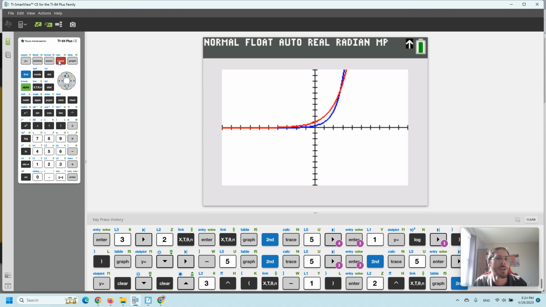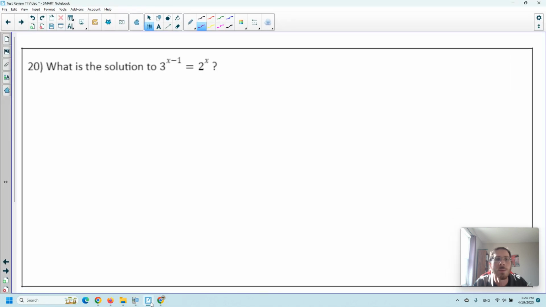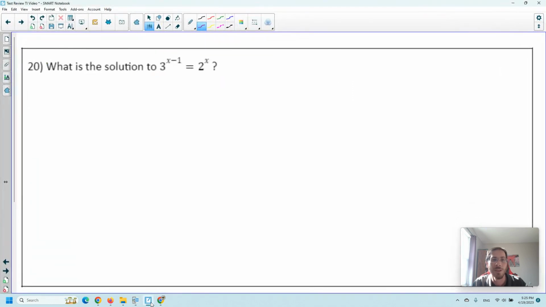So calculator, tell me the answer. Number 5 for intersection. First curve blue, second curve red. Tell me what the answer is. 2.7095. Where do we have to round to? It doesn't say to round, so wait a second. 2.7095113 isn't the answer. Uh-oh, we might be in trouble, because it doesn't ask for an approximation. We actually have to give an exact answer. We actually can't use the calculator. All right, well, at least we know what we're aiming for.